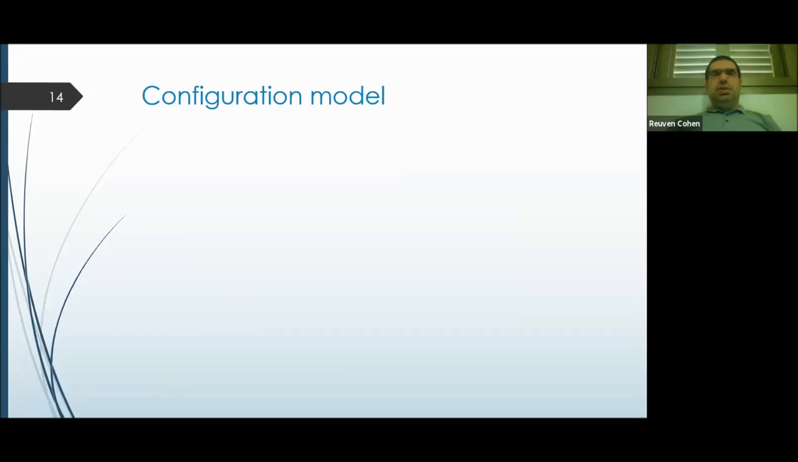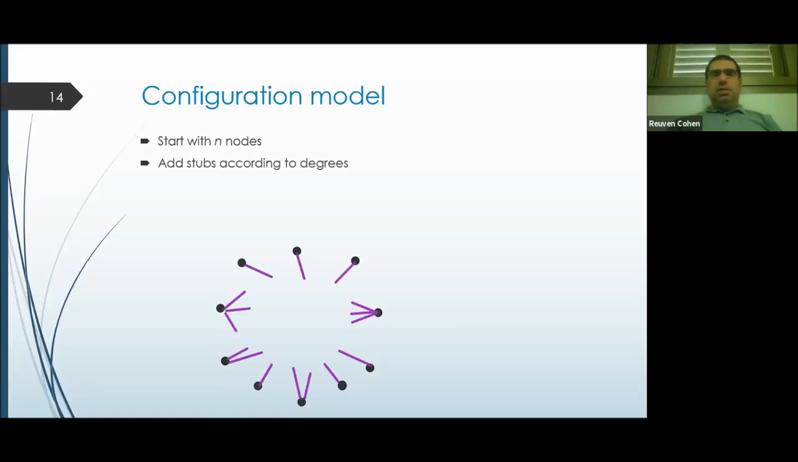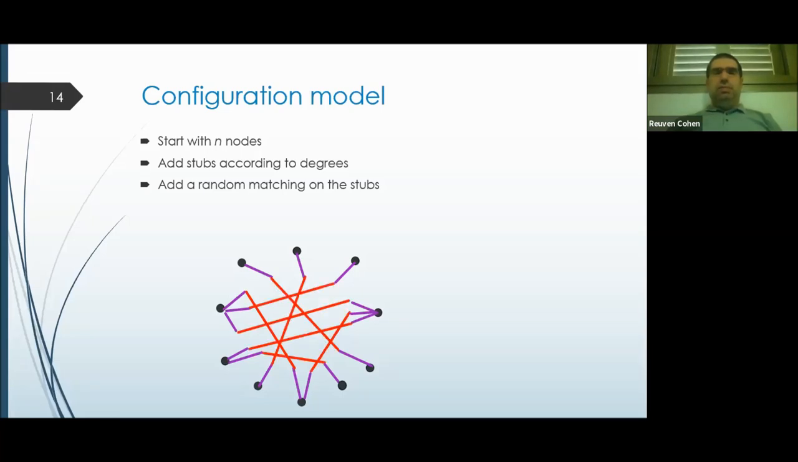We will use in this lecture the configuration model. For those who have heard Simi's talk, he has expanded more about it, but I'll explain the main idea. The idea is that we start with n nodes. We add stubs to each node according to the degree. So we decide for each node what will be its degree, and we add stubs, sort of half edges, to each of them. And then we add the random matching on the stubs. So basically we choose pairs of such stubs and we connect them together. So here's a pair and here's another pair. And here we have connected all of them randomly.